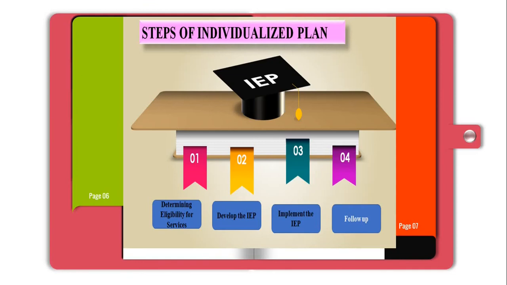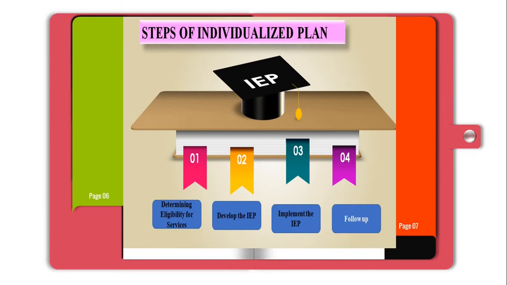Third one is implement the IEP. Implementing the IEP, the plan is implemented using the various activities planned in the IEP. The teacher may use different instructional strategies like remedial teaching or use additional audiovisual aids as per the need of the student. Evaluate the student's progress.